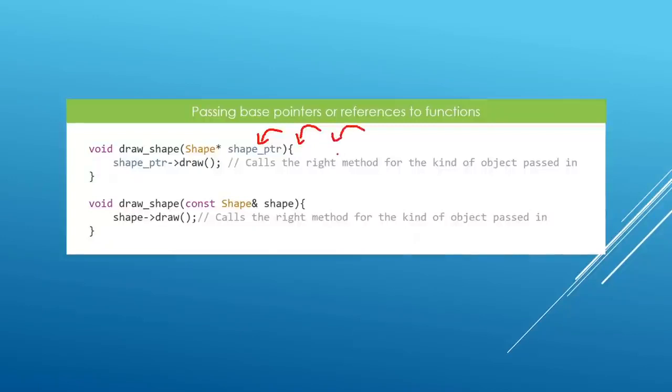Hopefully you can see how this is useful. We can even do this using references. So if we pass in a rectangle, this is going to draw a rectangle. If we pass in a circle, this is going to draw a circle. You get the idea. This is one of the benefits of using polymorphism. Again, polymorphism is about using base class pointers or references to manage derived objects in our inheritance hierarchies.